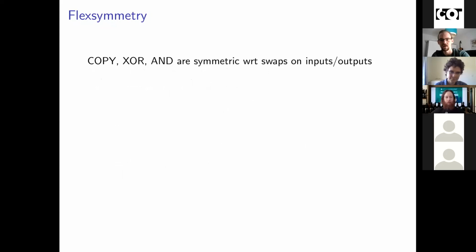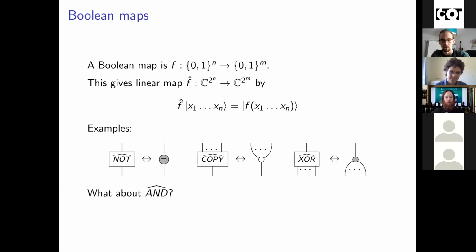Well, there's a complication there, because copy, XOR, and AND are all symmetric with respect to swaps of inputs and outputs. So if we swap the inputs of, for instance, the copy, we still get the same output. If we swap the inputs of two XORs, we still get the same output. Oh, just to be clear, my diagrams go from bottom to top.